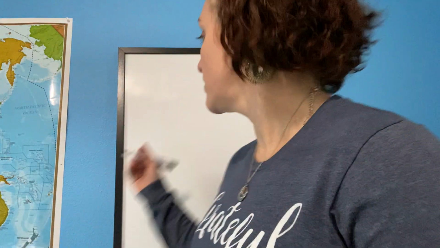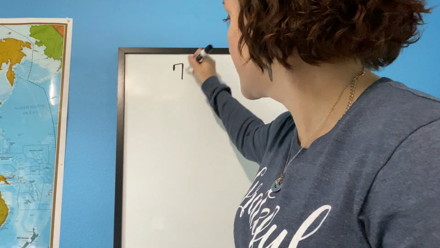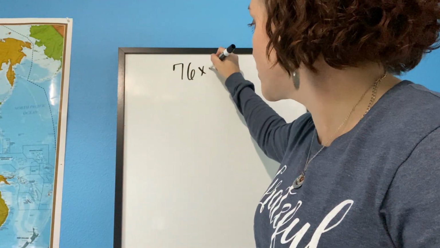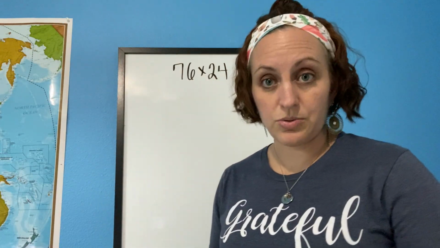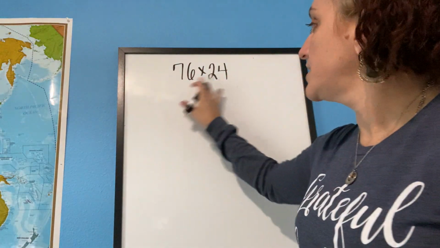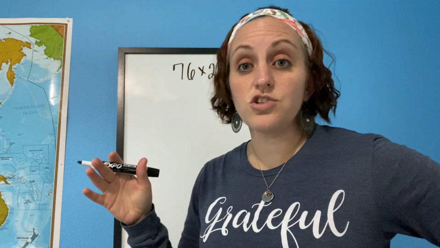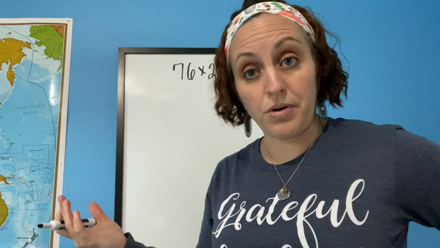One of our examples that we were doing today was that there were 76 saws and 24 trucks. So we wanted to figure out how many saws would go onto 24 trucks. How many saws did she need to order? So we're doing 76 times 24. Now for this strategy, this is a lot like partial products.